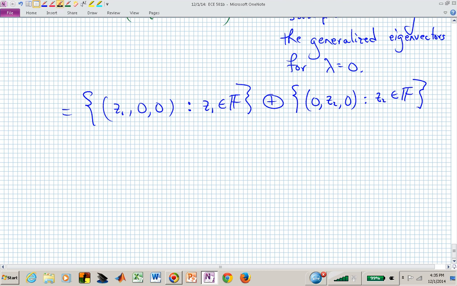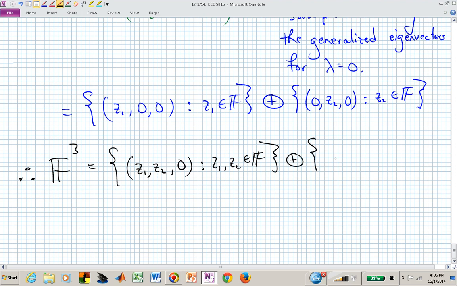We already knew what the other subspace was. That was just Z sub 3. So now we have a way of decomposing this three-dimensional vector space. We now have one piece being Z1, Z2, 0, with 0, 0, Z sub 3, where Z sub 3 is any element in F.